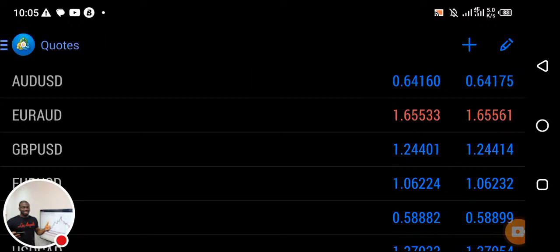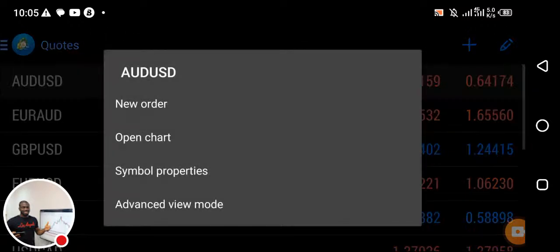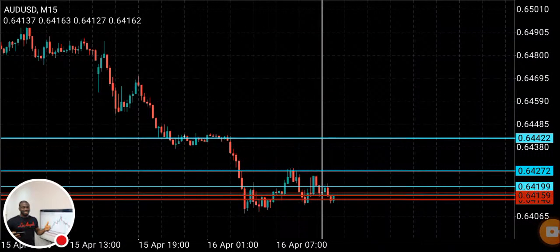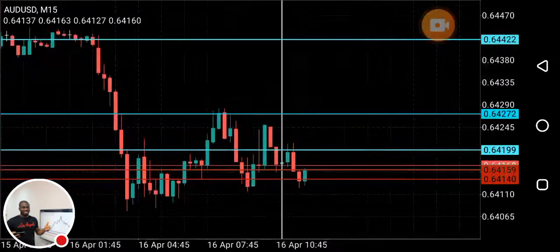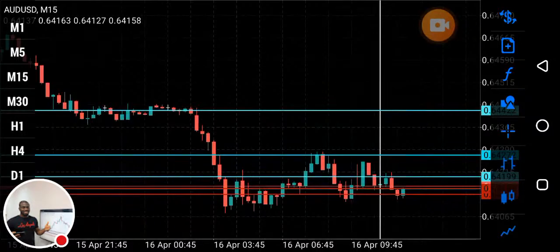So we'll go straight to business. Let's start with Australian dollar USD. Like I told you guys during the weekly market outlook session, my bias on Australian dollar USD is bullish. But yesterday it was strongly bearish. Okay, it was bearish yesterday. Let's start with the daily time frame.